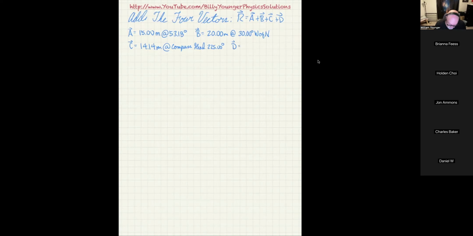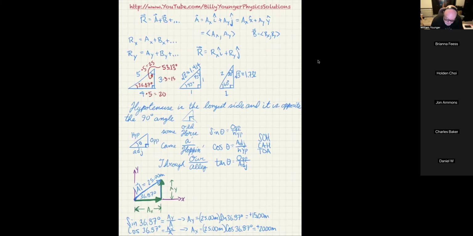And then I'm going to say D is going to be equal to, in this case, maybe I will say it is 10.00 meters at, let's say, negative 36.87 degrees. Now I've shown all the vectors in all the possible ways. Now let me go back and show you on a coordinate system what we need to understand. So I'm going to draw a coordinate system right here.